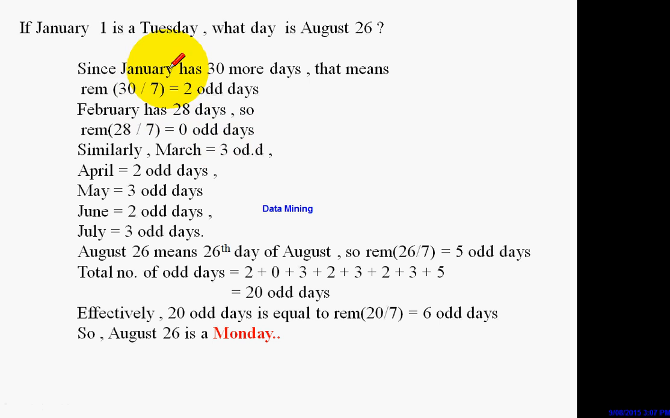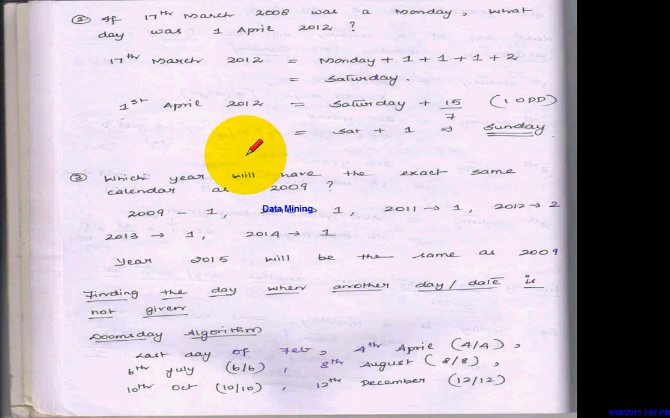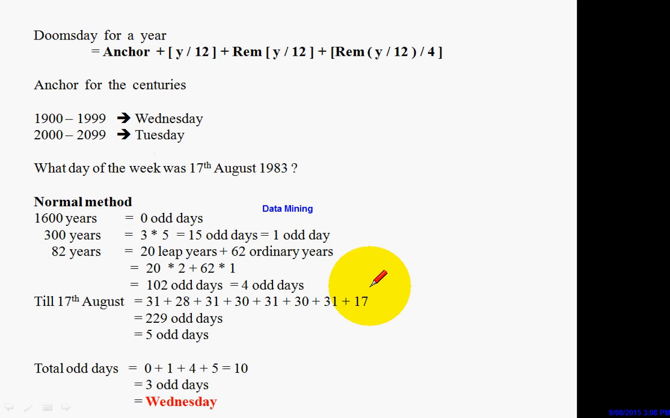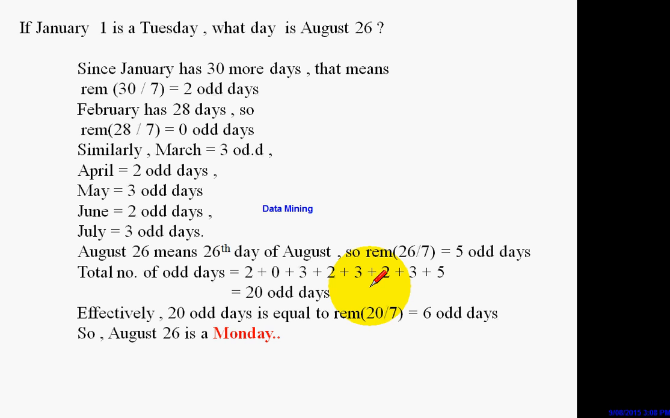In February, it is 28 days, so the odd days is 0. In March, the same thing. See, the same calendar, the same table. In March, I have 3 odd days. April 2, May 3, June 2, July 3. That's what I have taken here. August I am not considering fully, because that is asked in the question. August up to 26, so I have to take only 26 days instead of 31 days. So divide 26 by 7. The remainder is 5 odd days.